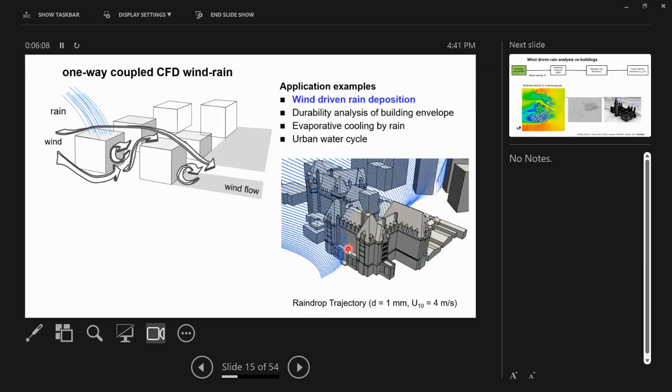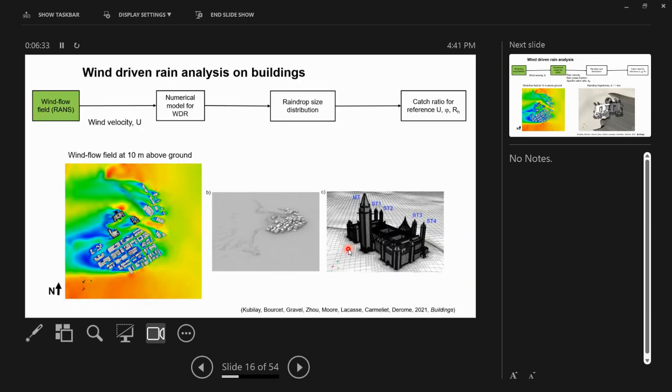Wind-driven rain, I don't go too much into the details, but it's an Eulerian approach. That means you solve the diffusion convection equation in the complete domain, and you do this for separate classes of wind droplets. So you inject droplets and you let them diffuse, and by convection they go in the complete domain, and then you see where they hit the surface.